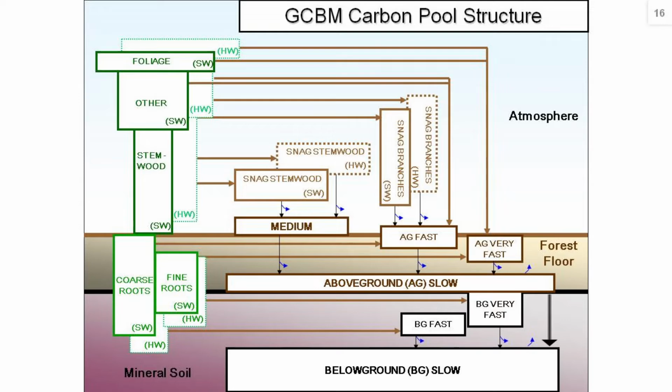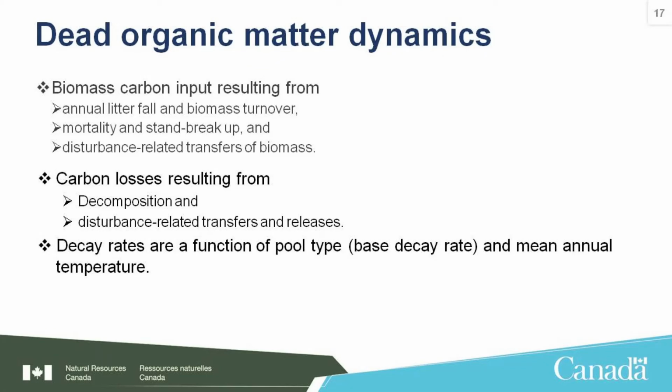When stemwood snags fall, they go into the medium pool, while the snag branches fall into the above ground fast pool. Transfers occur between the above ground fast and very fast pools to the above ground slow pool, which in turn decays and transfers carbon into the below ground slow pool, which also receives inputs from the below ground fast and very fast pools. So in general, as biomass dies, it goes into particular dead organic matter pools, each of which can be measured. In the model, dead organic matter dynamics are calculated through inputs and losses.